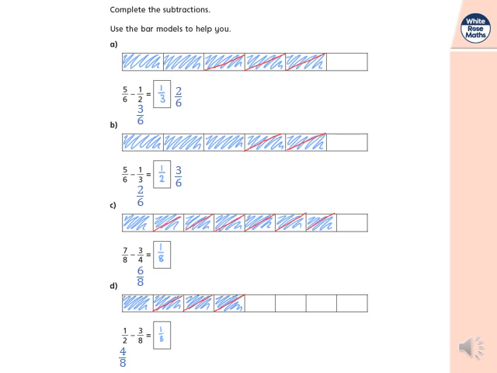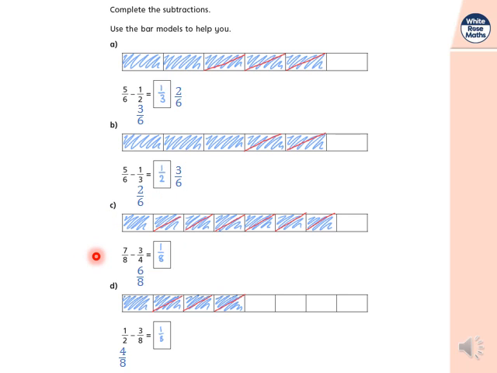Here are your answers. So 5/6 take away a half, we could have multiplied by 3 to change a half to 3/6. 5/6 take away a half is the same as 2/6 or 1/3. Either way would have been the right answer. For question B, 5/6 again, this time taking away a third. Now a third we would have multiplied by 2 to change it to 2/6, so we were doing 5/6 take away 2/6, which is 3/6, which is the same as a half.